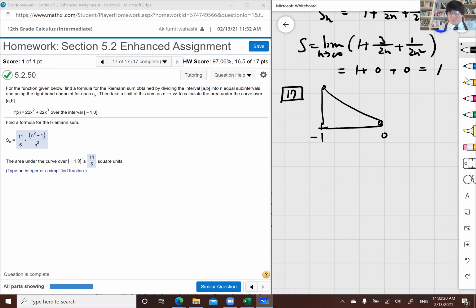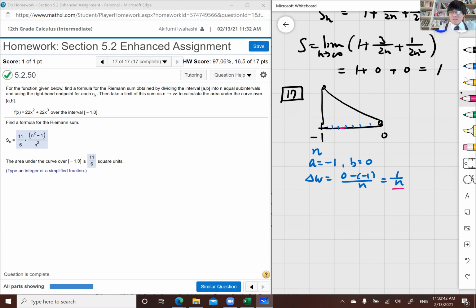-1 through 0. So divide this one into n intervals. The left end is -1, the right end is 0. So the common width is going to be (b minus a) divided by n, so the common length is 1 over n. That's the horizontal length here.